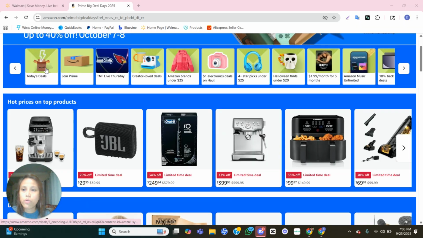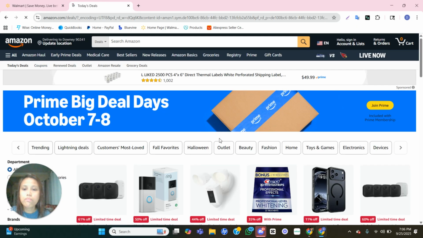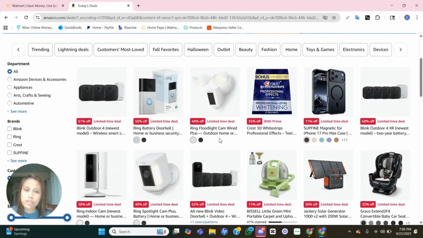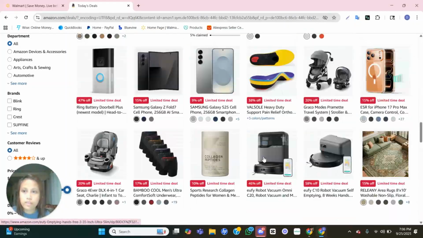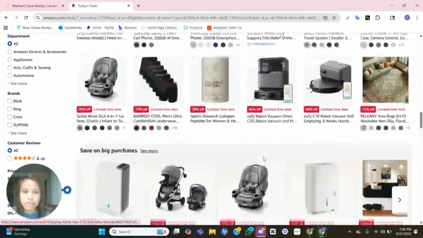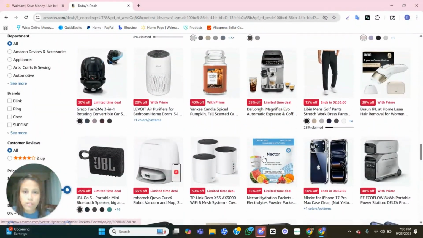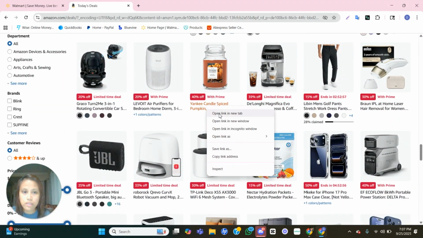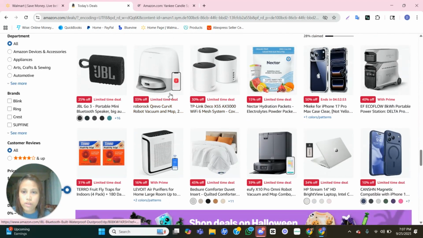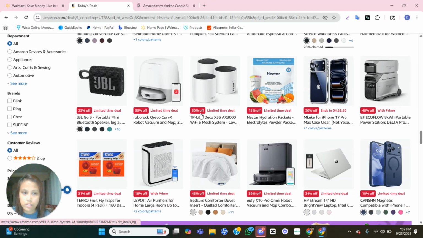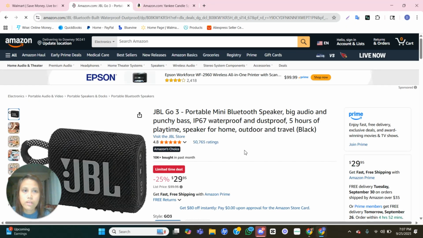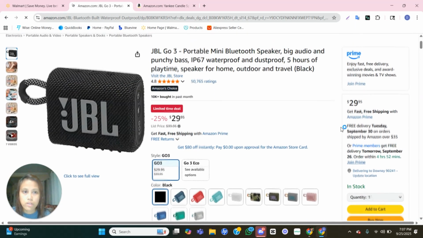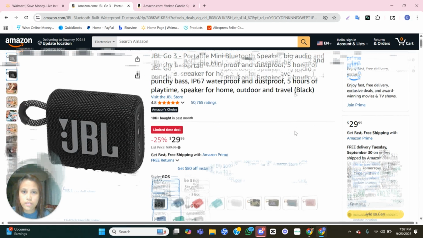So for example, let's go here to today's deals. It depends on you what niche or what products you are going to sell on Walmart. For example, let's try this Yankee. Again, I'm here in the top deals. Say you also want to sell the JBL. Right now they are selling this for 29.95.